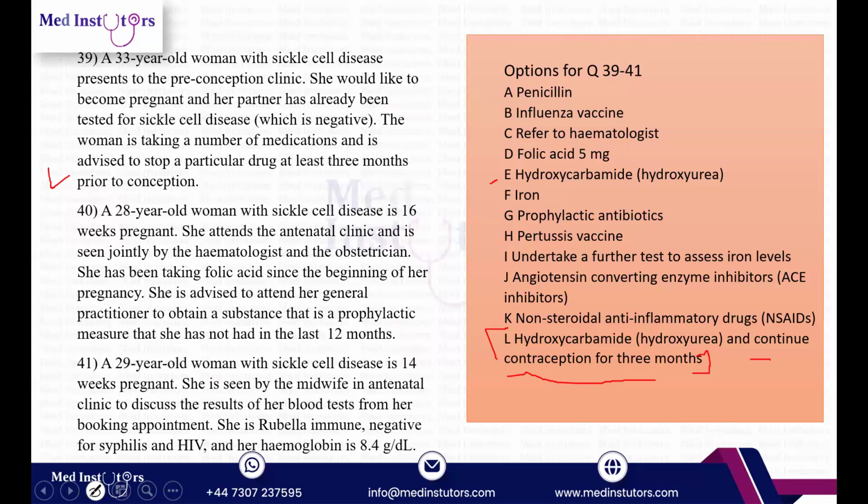Another thing that I want you all to understand is that some people might get confused with J because that's angiotensin converting enzyme. Angiotensin converting enzyme is also to be stopped, but there is no time limit which they have given. They've just said stop before pregnancy, or if she gets pregnant and she's on this antihypertensive, you have to change it, right? So that is why don't choose this answer. The correct answer is hydroxycarbamide. Please answer the next question.